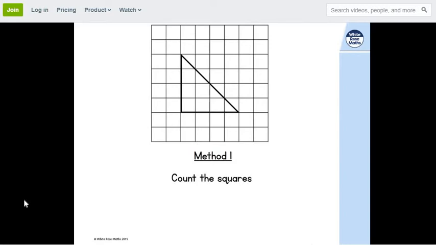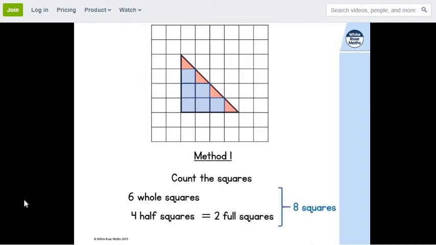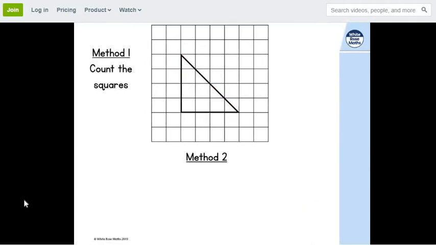Method 1, which you may have used, may have been to count the squares. So maybe you went, well, I'm looking to see how many whole squares I could get in there. And I can see that there's 6 whole squares. And you may have noticed that I've got some half squares. I've got 1, 2, 3, 4 half squares. 4 half squares is the same as 2 full squares. So in total, I've got 8 squares. So the area of the triangle is 8 squares.